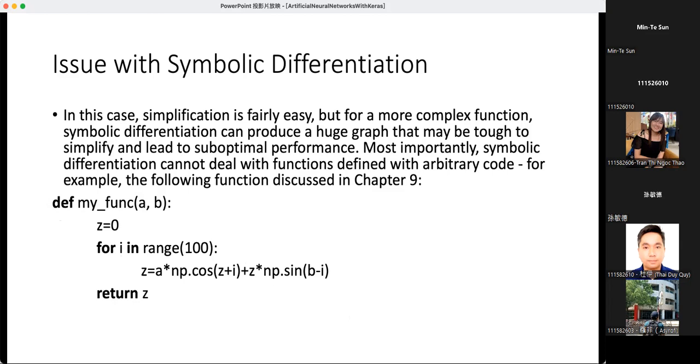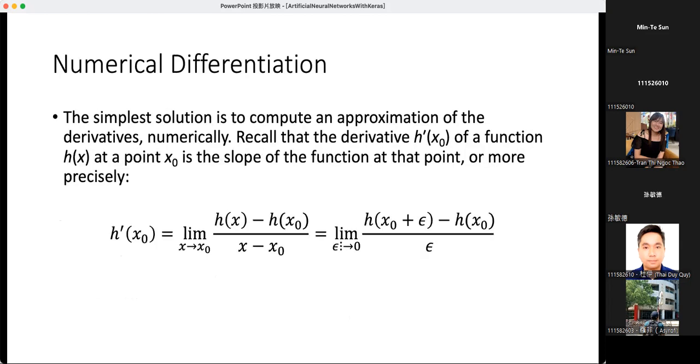Another approach is called numerical differentiation. Like we all know, the differentiation can be treated as something like this. You just use a very small epsilon, and you are able to compute the differentiation value at a certain location, of course.